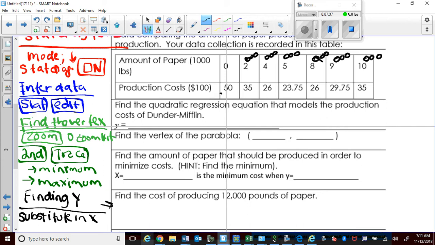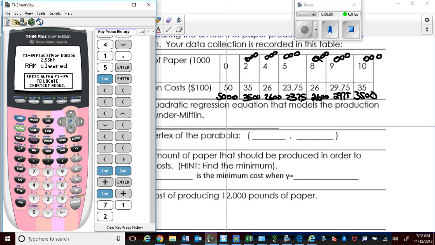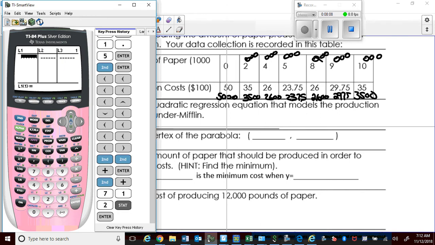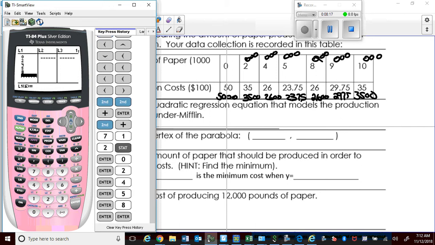And then for production costs, this is actually $5,000. This is $3,500, $2,600, $2,375, $2,600, $2,975, and $3,500. Okay. So find the quadratic regression equation that models the production of the paper. So I press stat, I go to edit, put my numbers in, list 1: 0, 2, 4, 5, 8, 9, 10.